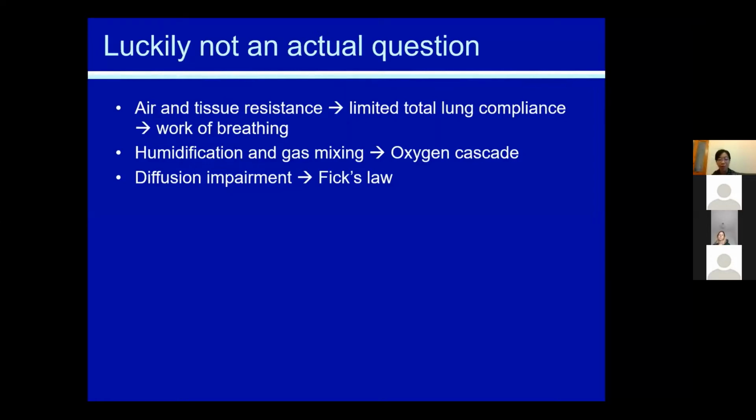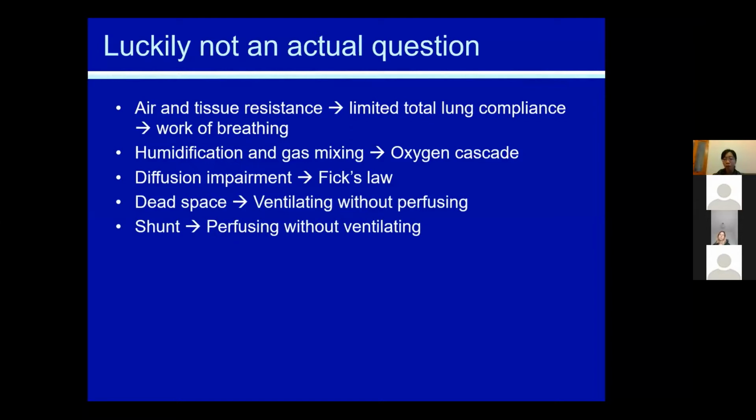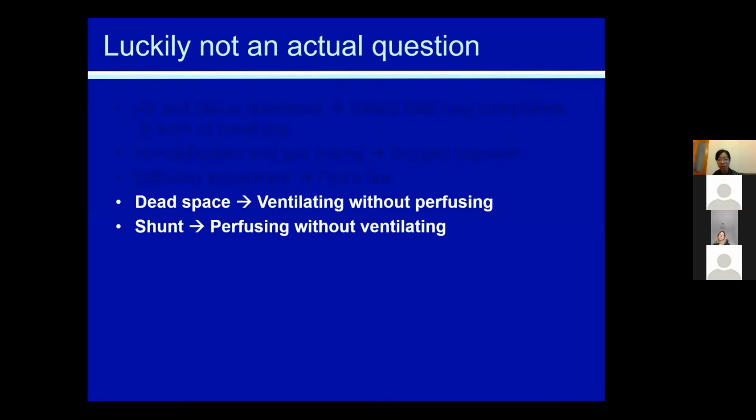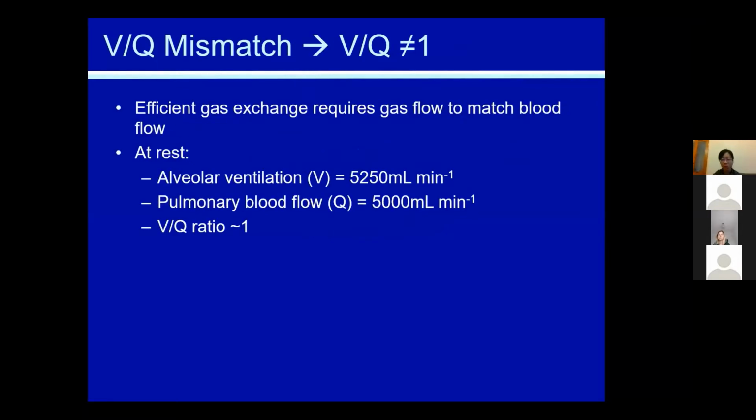What we're dealing with today is dead space, i.e. parts of the lung which get ventilated but don't come in contact with blood vessels, and shunt, which is areas of the lung which get blood supply, and these are the areas of the lung which cause or contribute to hypoxia, and this is what I'm going to focus on for the rest of the presentation. So next I'm going to talk through VQ mismatch, dead space and shunt in turn. The first thing I'm going to talk about is VQ mismatch.